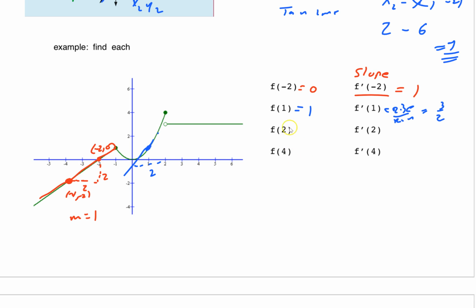So f of 2. So here's f of 2. Remember, when it's like that, you want the closed circle. So f of 2 right here is 4.